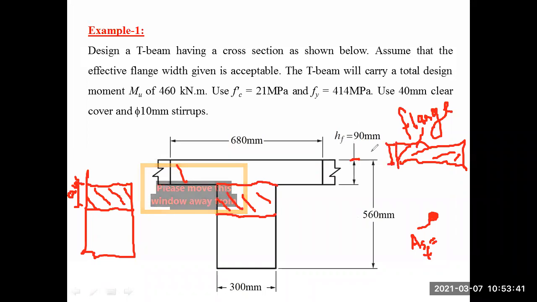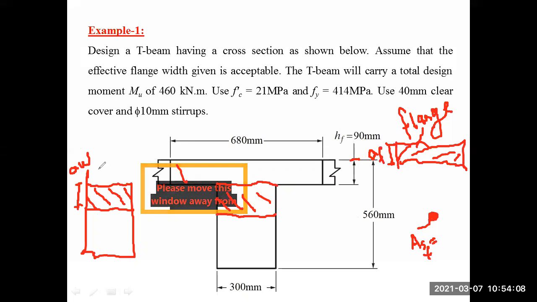Because A is the actual compression zone. This one is A sub W, and this one would be A sub F.